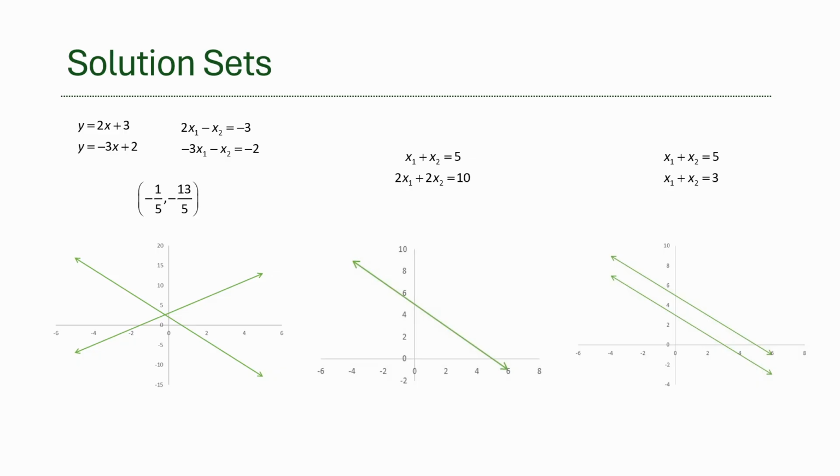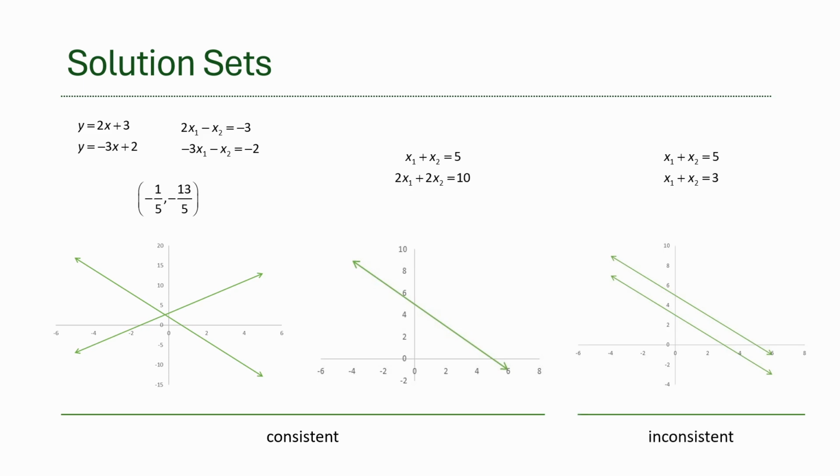Okay, so the first two results where we did get solutions, we're going to group together. We're going to call those consistent systems. And solutions that fall into the third category here where there are no solutions, we're going to call inconsistent.